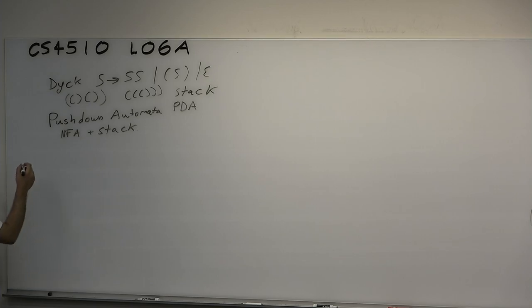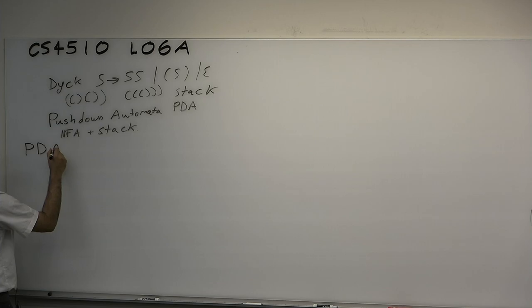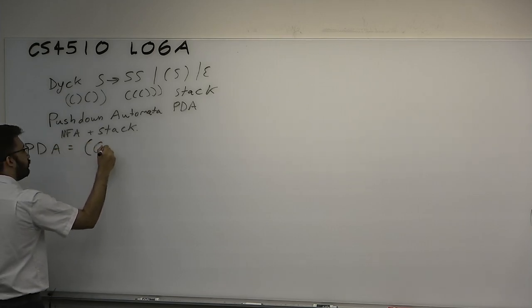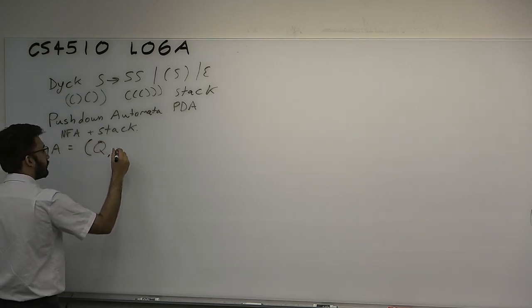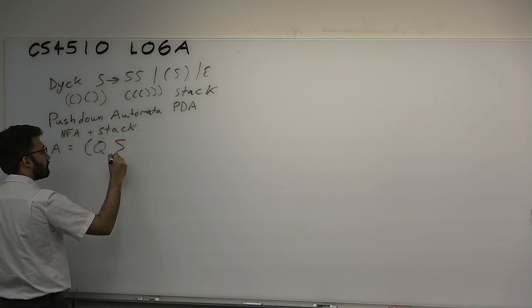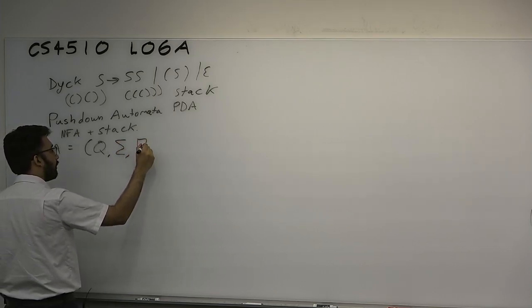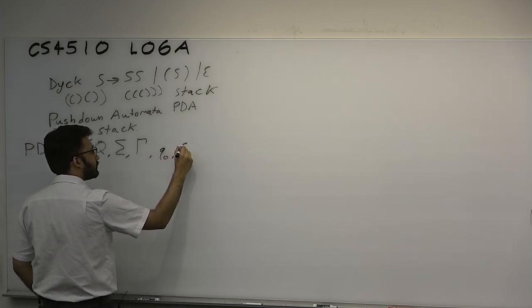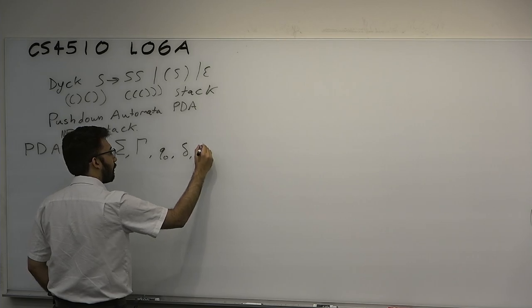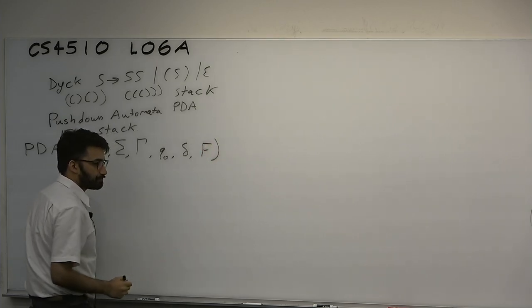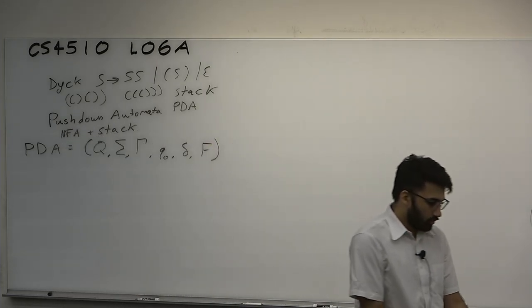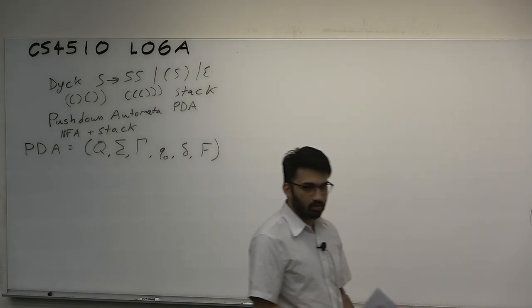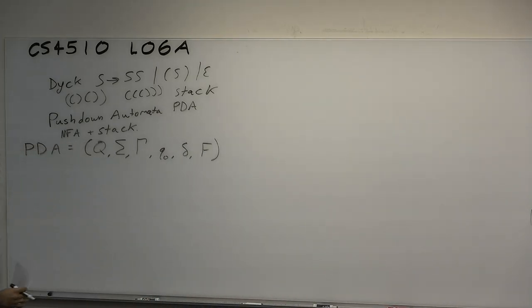So a PDA has the following form. It has Q, the set of states. Most of these parts are going to be the same. We're going to have sigma. We have a new thing called gamma, which is actually just a different alphabet. We're going to have q0, delta, of course, where all the fun stuff happens, and the final states. So that's the formal definition of a PDA. It'll make sense if we go through some examples, but let's just start with the formal definition. This is what a PDA looks like.